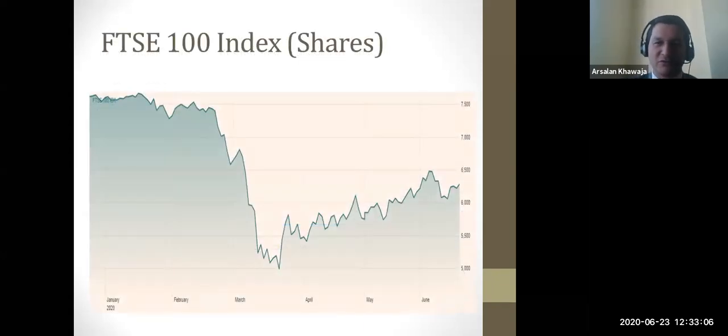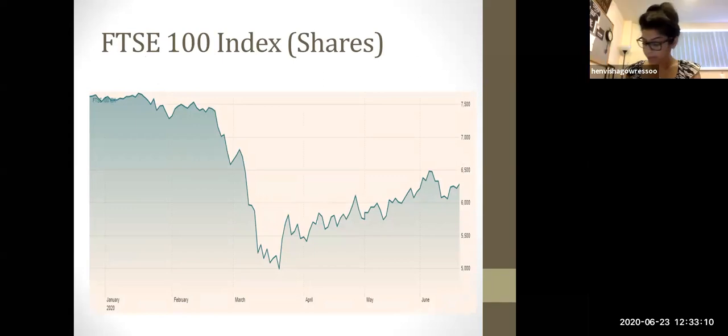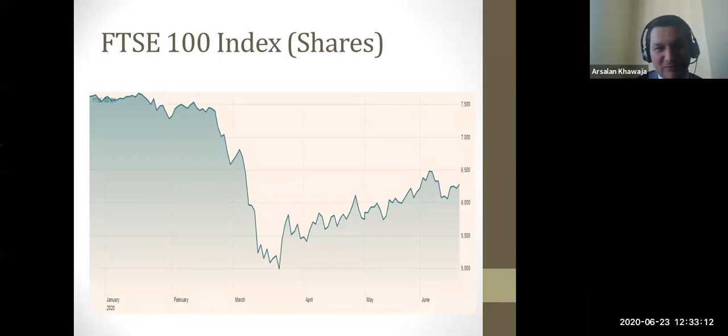Now let's talk about the FTSE All Share Index, which is very, very interesting. Yes, Keith, can you comment on this graph? What do you see here?